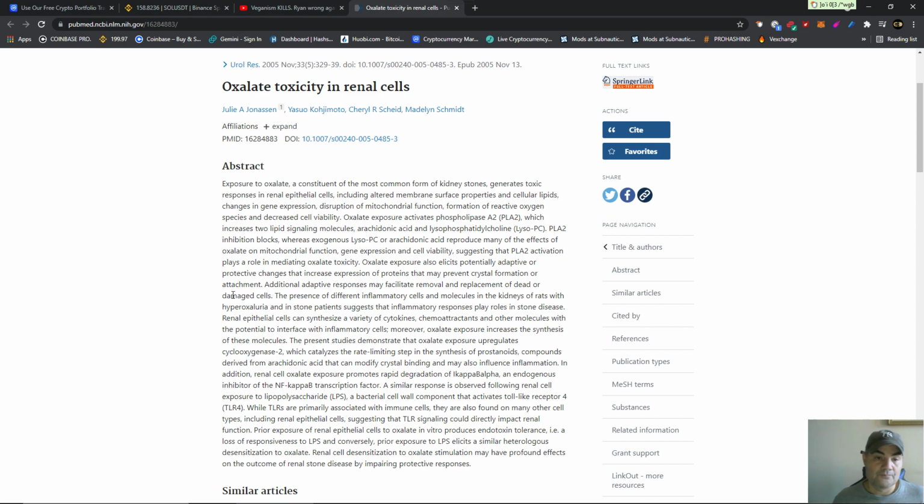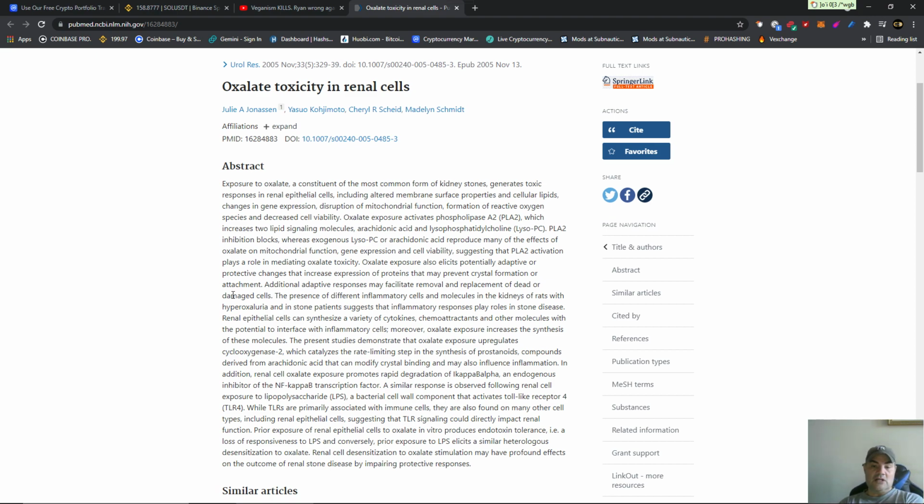Let us begin. Exposure to oxalate, a constituent of the most common form of kidney stones, like I said before, generates toxic responses in renal epithelial cells. Now, if you don't know what renal epithelial cells are, that's your liver and your kidneys, okay? Including altered membrane surface properties and cellular lipids, changes in gene expression. Changes in gene expression means your DNA is being altered.